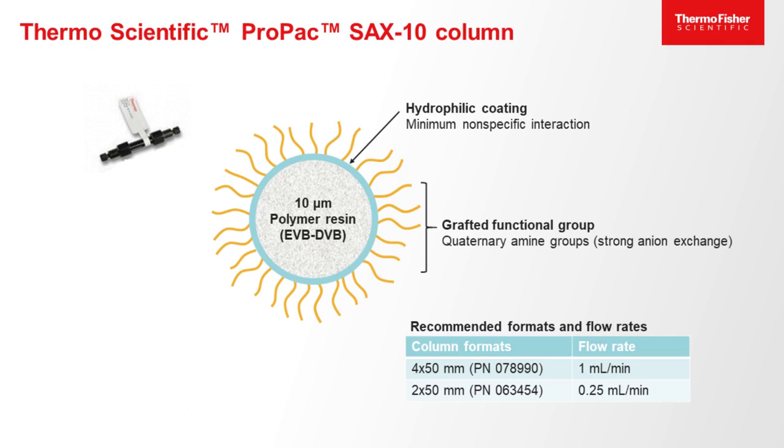At Thermo Scientific, we offer a ProPac SAX-10 column, which is packed with a polymer resin that is coated with a hydrophilic layer to prevent unwanted hydrophobic interaction, and also has grafted polymer chains that carry anion exchange functional groups. Our SAX-10 column has strong anion exchange groups, which is a quaternary amine group.